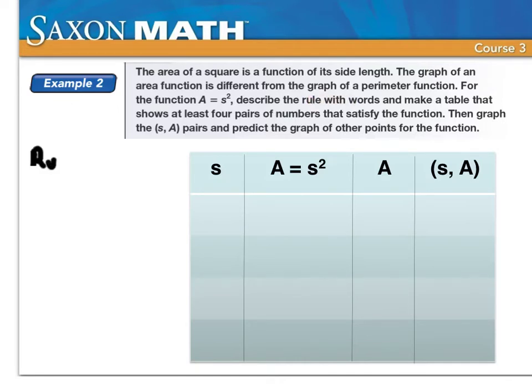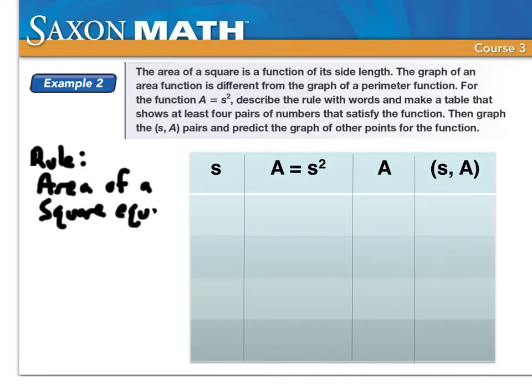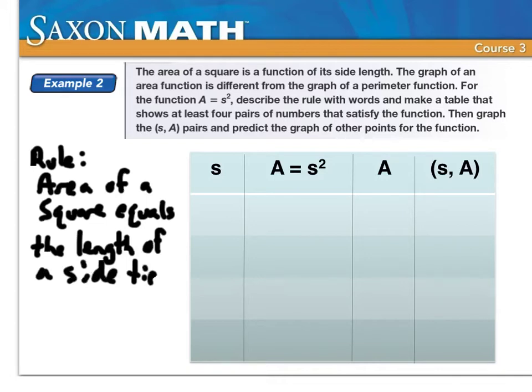Okay, so our rule is the area of a square equals the length of a side times itself. Okay, that is what this function is telling us. The area of a square equals the length of a side times itself, or side squared.